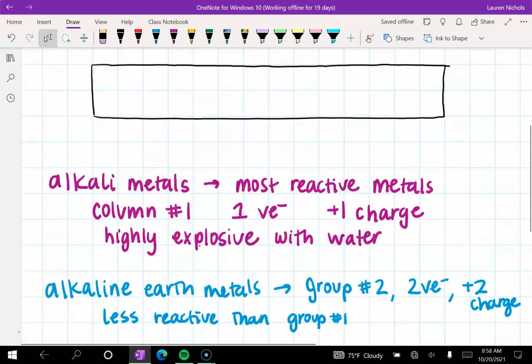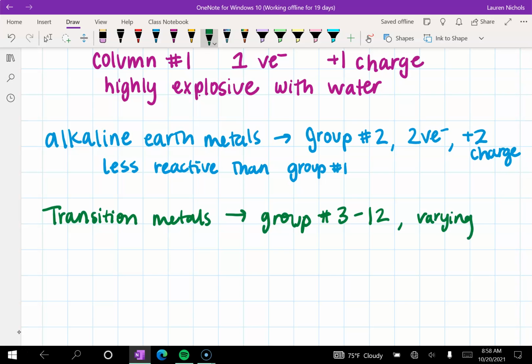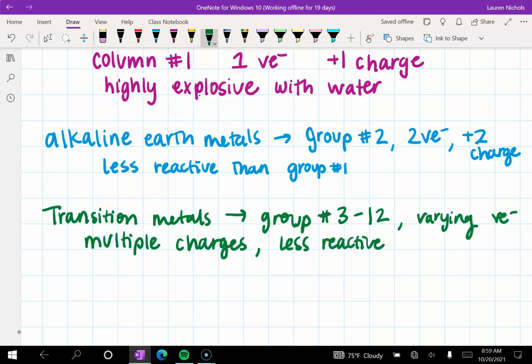So with our transition metals, okay, the things that you want to know. Okay, our transition metals are in group number 3 through 12. They have varying amounts of valence electrons. They can have multiple charges, okay, and they are less reactive than group 2. Okay, so the alkali metals in group 1 are the most reactive, and then the alkaline earth metals are a little less reactive, but still pretty good, and then the transition metals are even less reactive. Okay, so these are our transition metals.